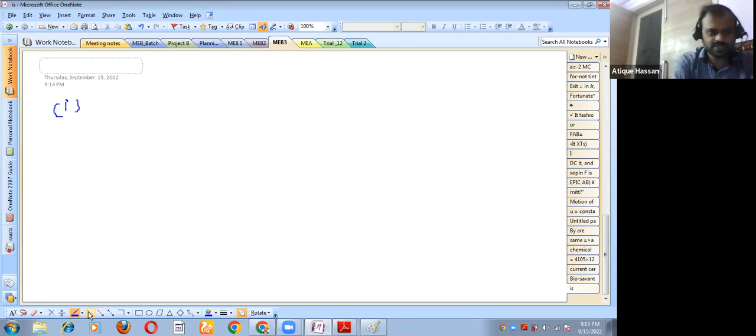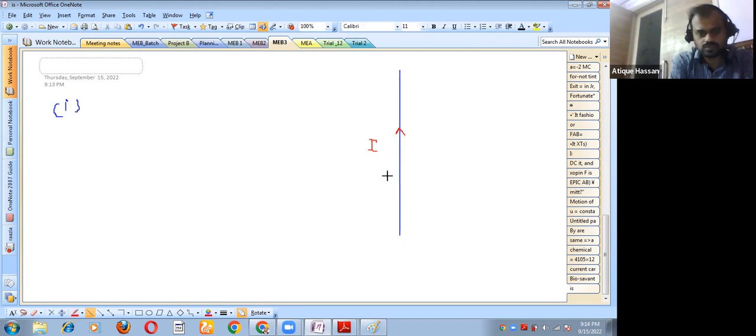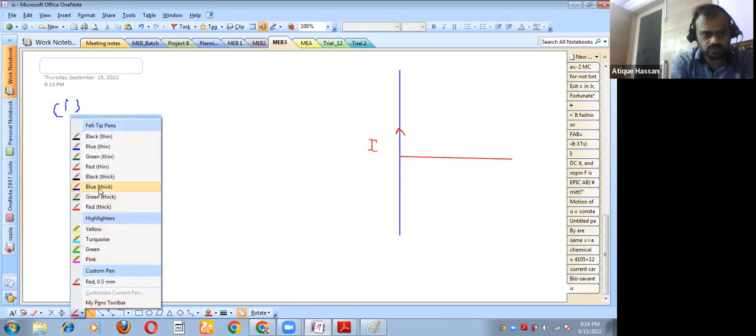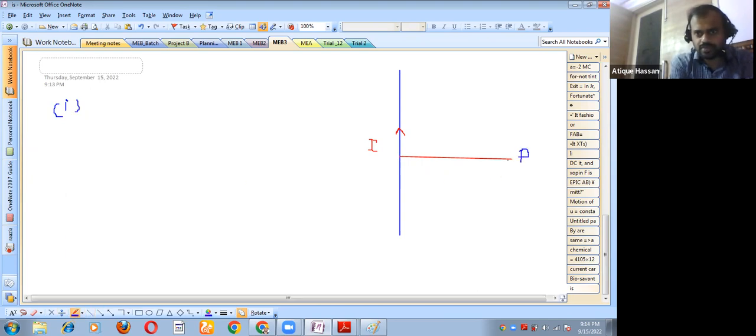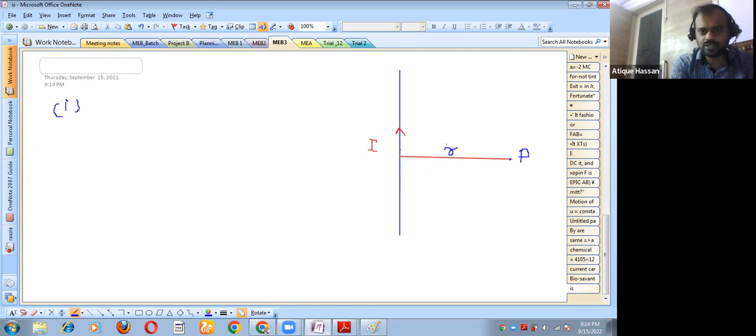Moving ahead, the first application of the Biot-Savart law comes. Suppose I have a general current carrying wire like this, having current I, and suppose there is a point P situated at a perpendicular distance R from this current carrying wire.